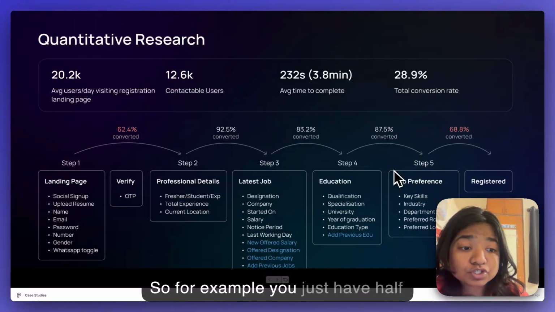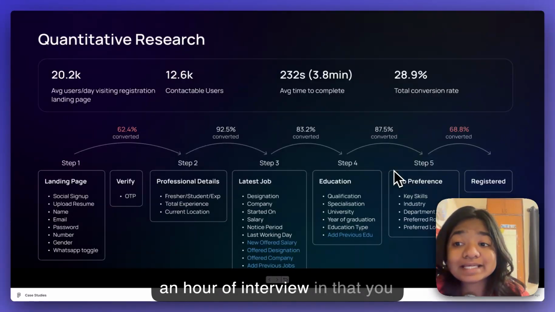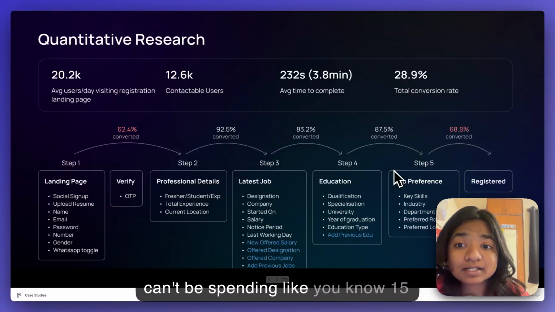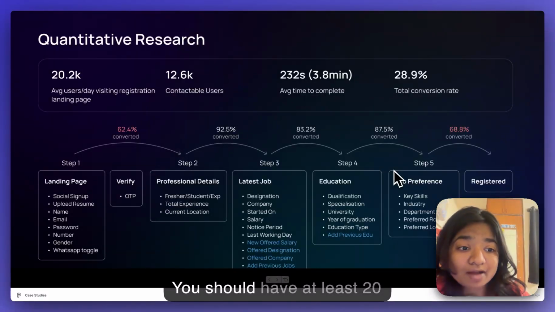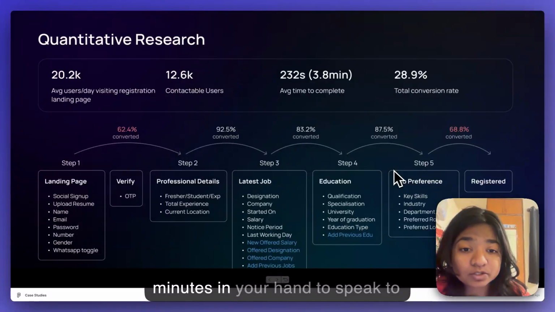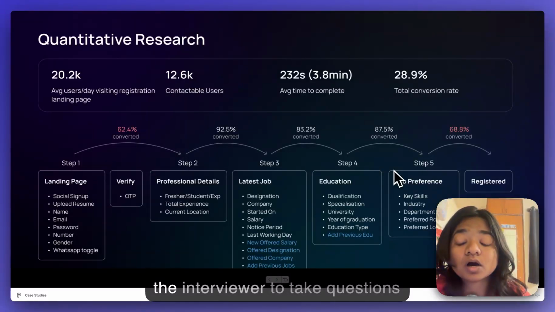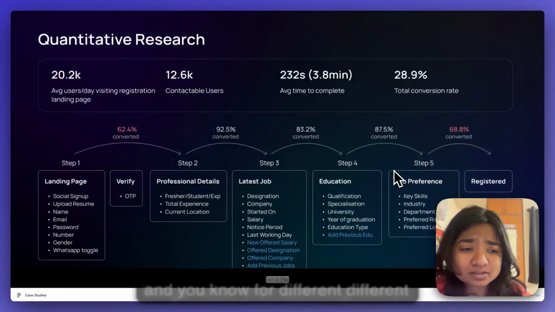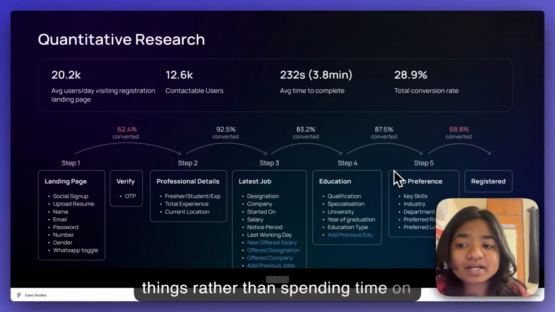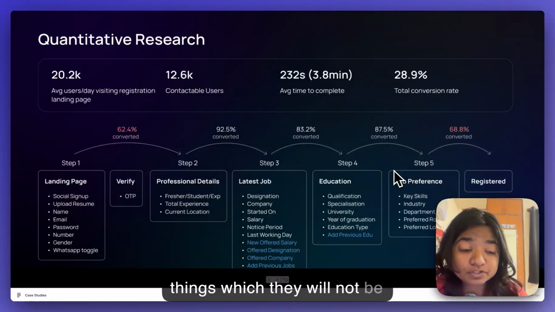For example, you may have just half an hour of interview. In that, you can't spend 15 minutes just showing the case study, right? You should have at least 20 minutes in hand to speak to the interviewer, take questions, and cover different things, rather than spending time on things which they'll not be interested in.